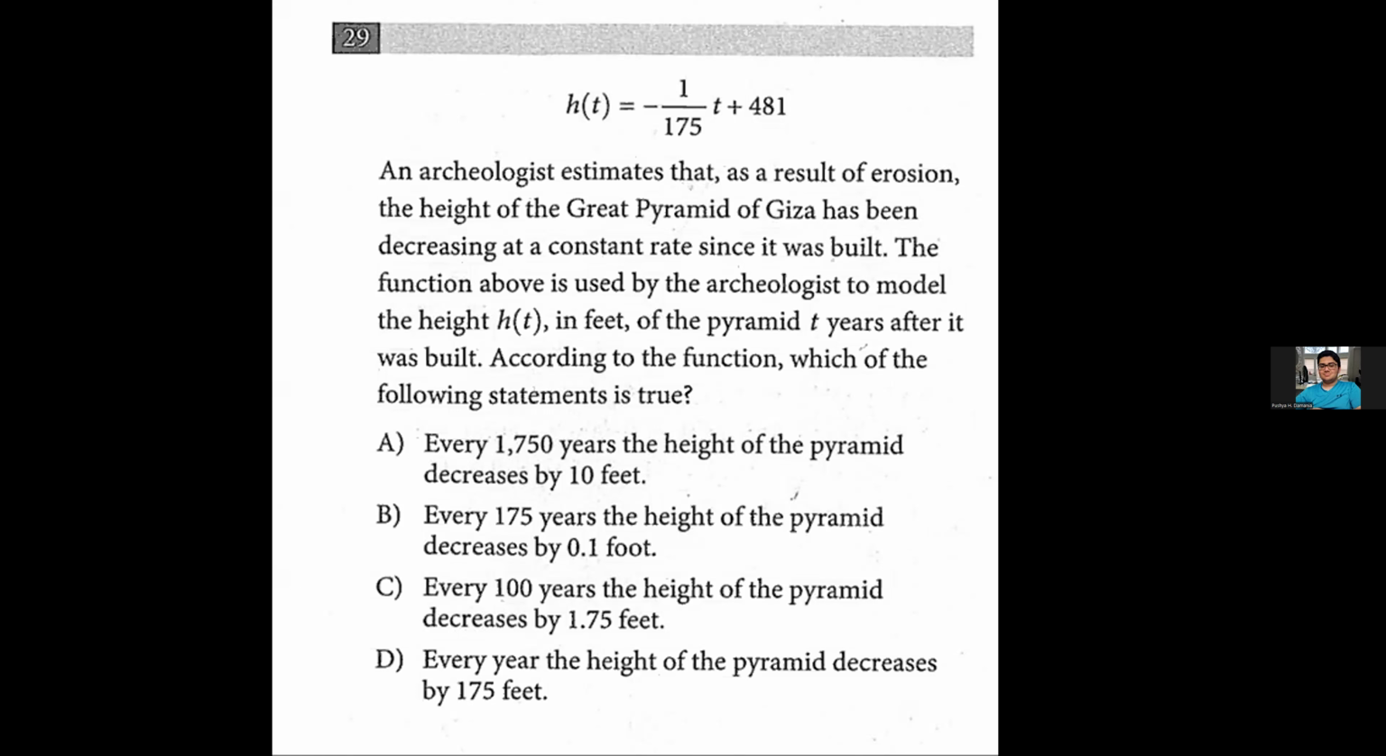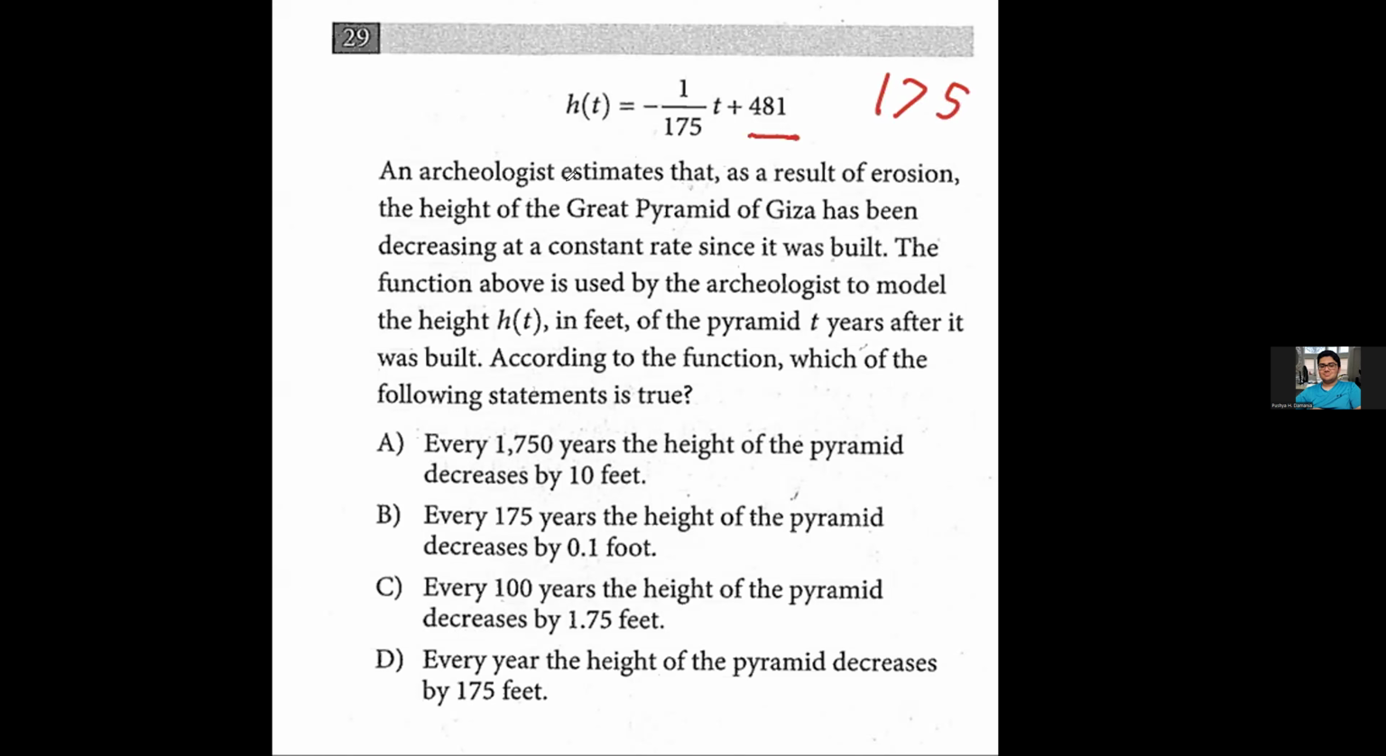Okay, so for question 29, we're given a function and we're asked which of the following is true. First, let's just analyze the function. 481 is the base or starting value, and t is time. So if we want the exponent to equal 1, t would have to be 175, since 175 over 175 would be 1. So every 175 years, the base value decreases by 1.